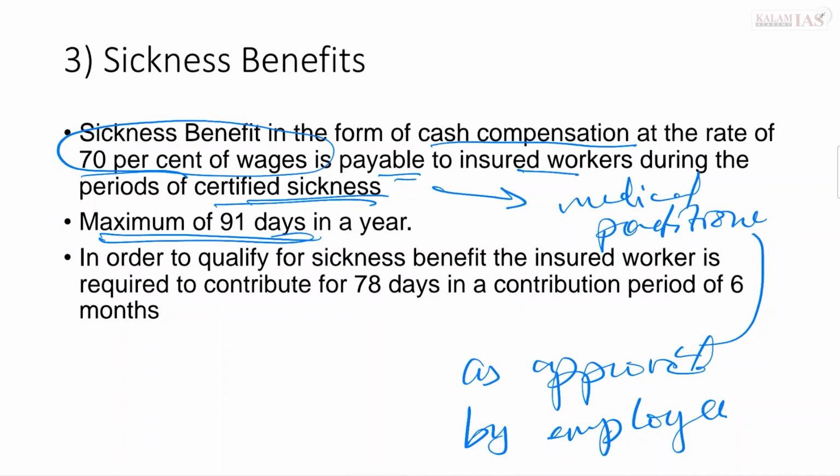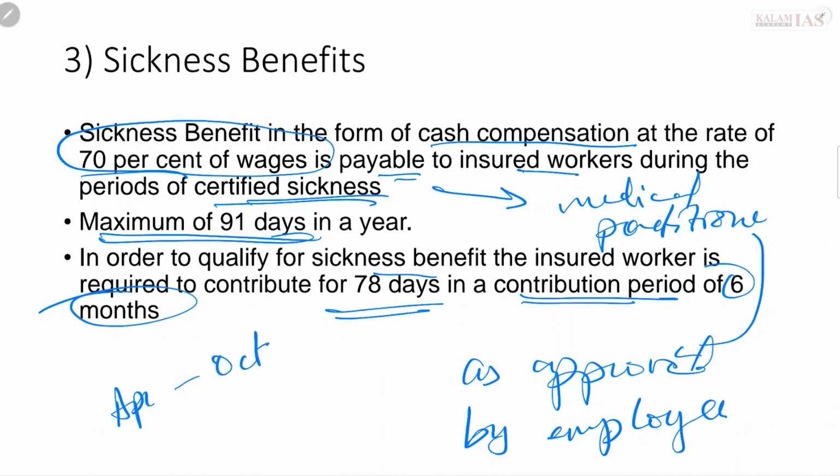In order to qualify for sickness benefit, the insured worker is required to contribute for 78 days in a contribution period of 6 months. Okay, there are two contribution periods: from April to October, and October to April. Both of these have to be covered.